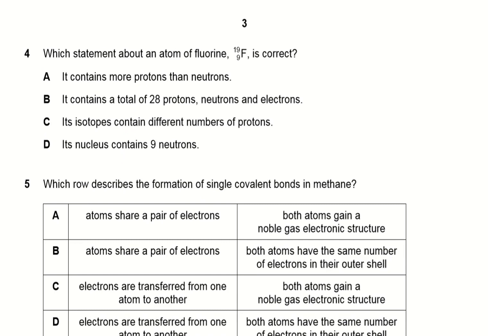Number 4, which statement about an atom of fluorine is correct? So we need to look at this. It contains more protons than neutron. So looking at these, we have electrons, protons, and neutrons. Your electron number should equal the proton number. Proton number is 9, which is the atomic number. Electron should be 9, when your proton number is 9.